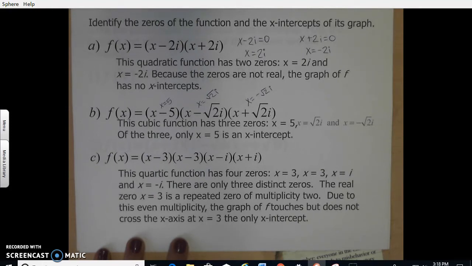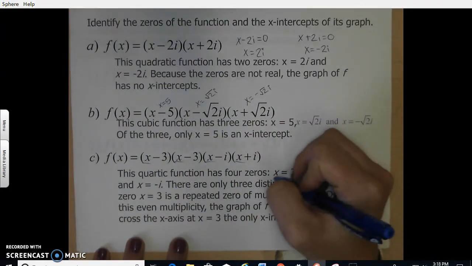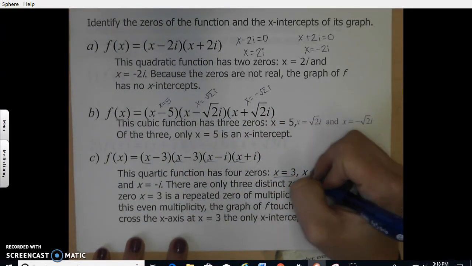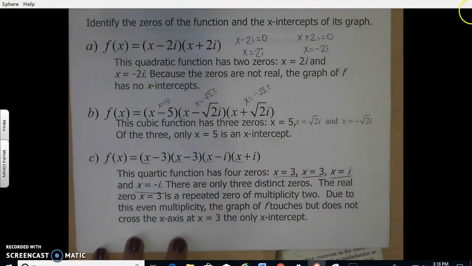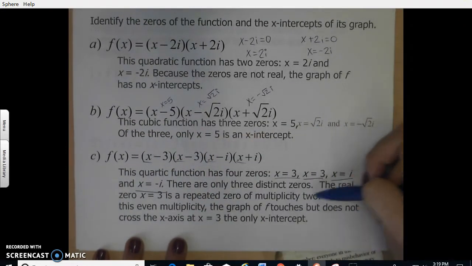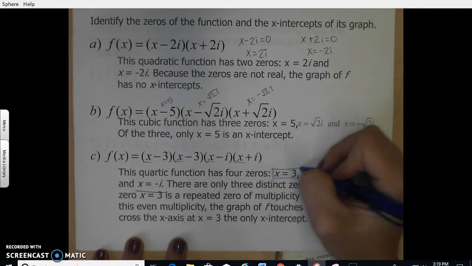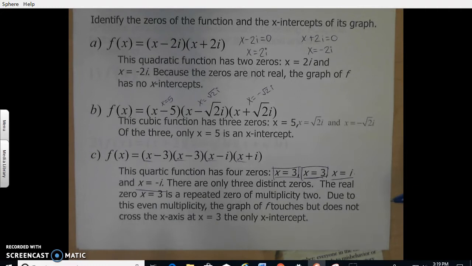Then in our quartic function, which means we have a power of 4, we get x equals 3, x equals 3, x equals i, and x equals negative i. There are 3 distinct zeros. 1 repeats, so we have a multiplicity of 2 at x equals 3, meaning that x equals 3 occurs twice. And due to this multiplicity, we only touch the x-axis at 3.